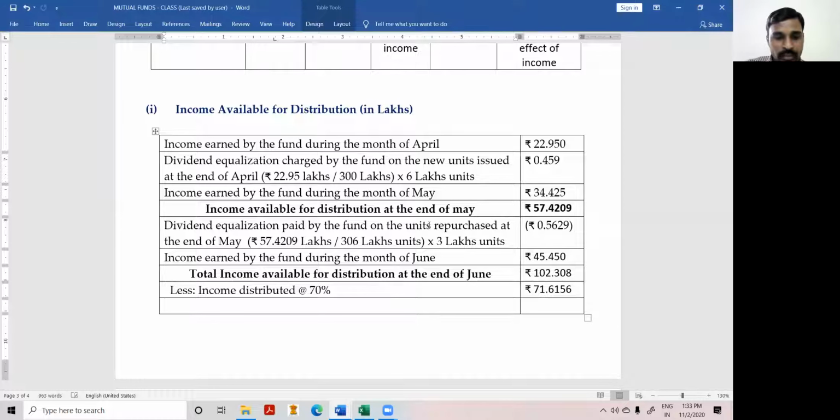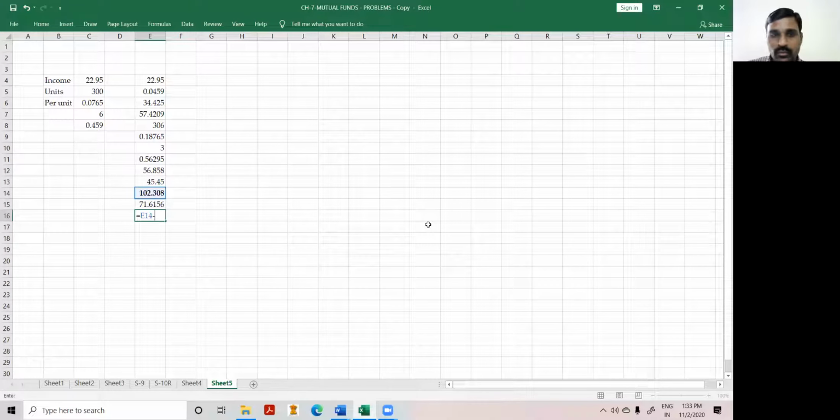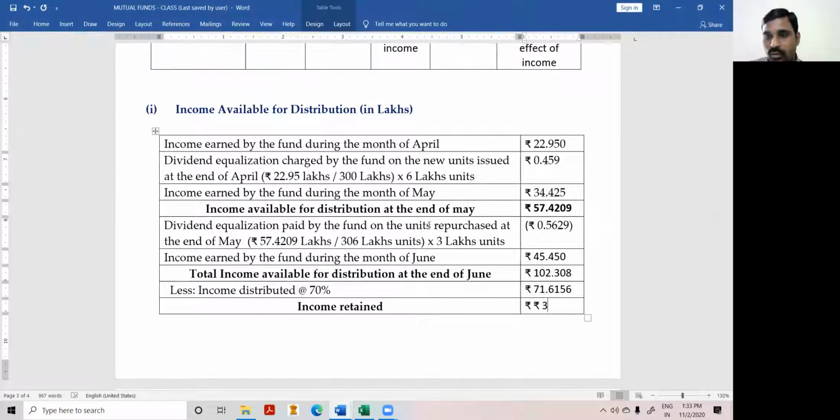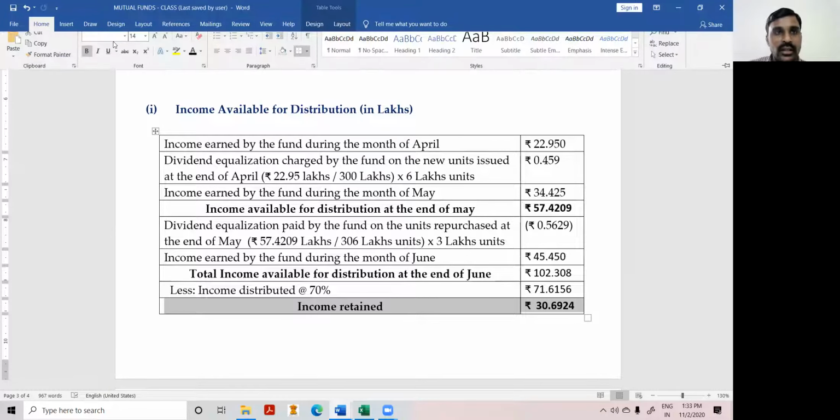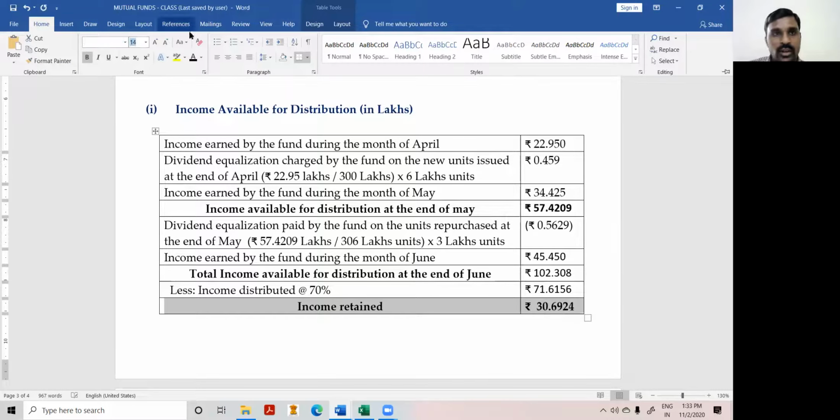Okay. Next, we have to write income available for distribution after distribution. I should say income retained. How much is the income retained? It's 30.6924. Okay. This is the end answer. Let me put it in green color because it is the final answer.